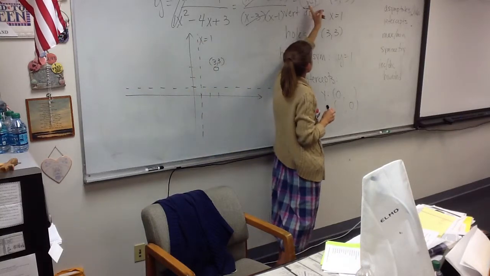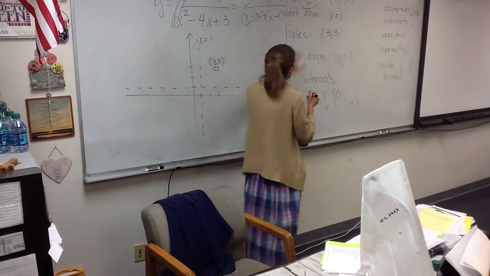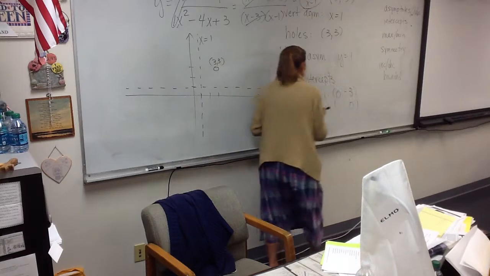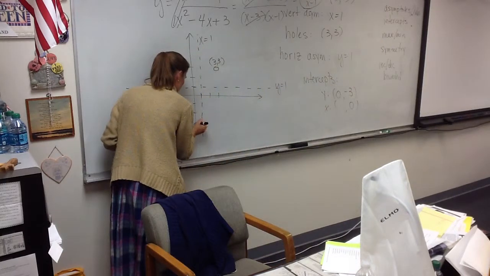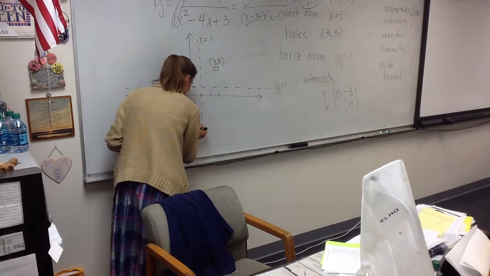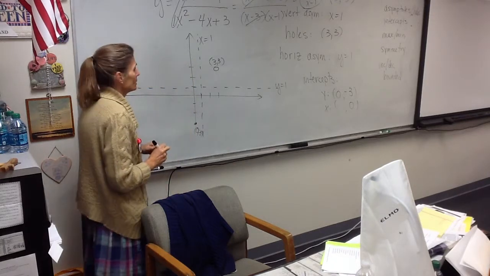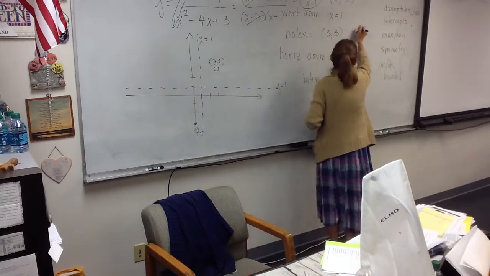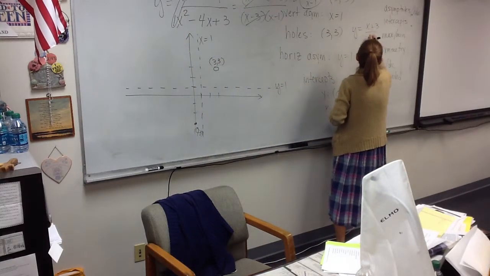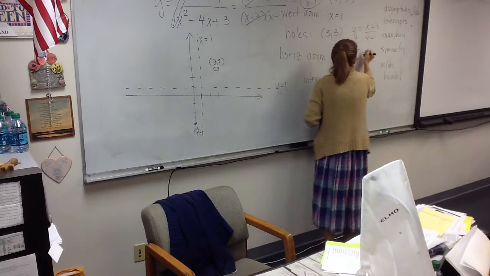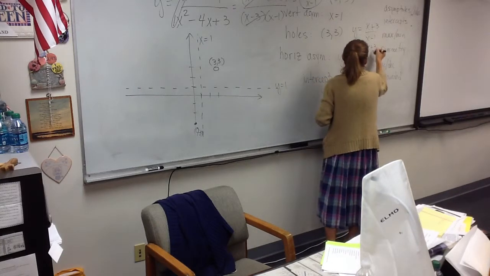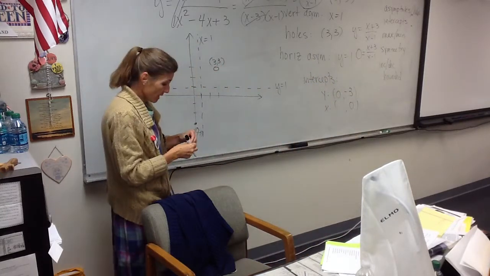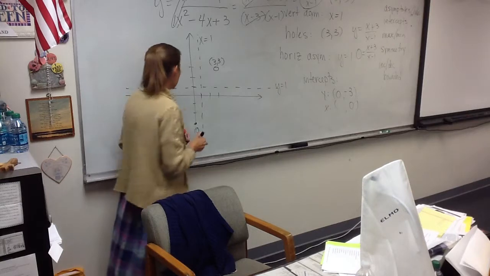If I plug 0 in, I get what? I get negative 3, right? Now remember, that's y equals x plus 3 over x minus 1. So if I put a 0 in there for y, what's that going to give me? Solve that. What am I going to get for x? I'm going to get negative 3. Very, very good.